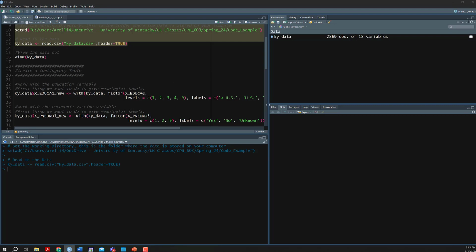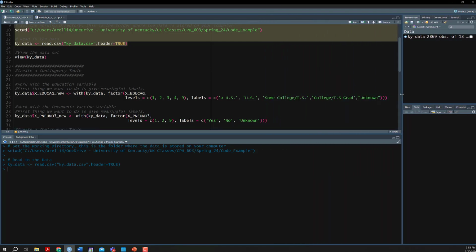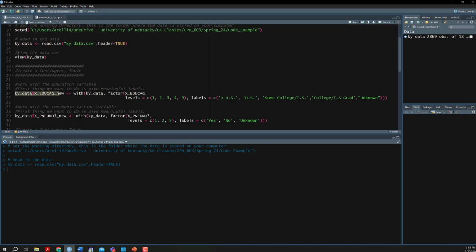So just as a refresher, looking here at the education variable first, I'm going to call from my data set, the Kentucky data set, $, and then I'm going to create a new variable. It's going to be the education variable, and then I've placed _new next to it. I'm going to start with the Kentucky data, call the original education variable, and change all of those numeric labels over to meaningful labels.